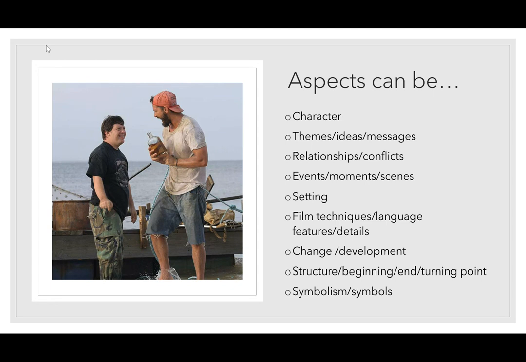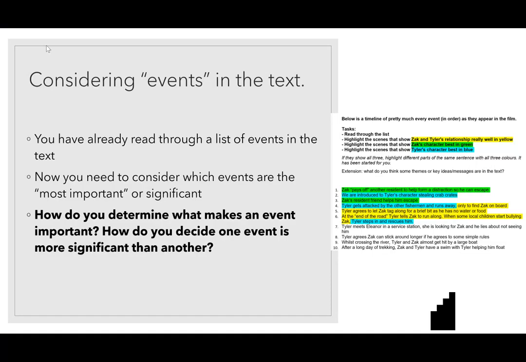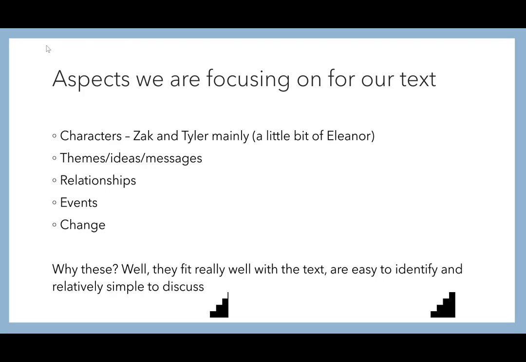They're not every aspect that ever existed, but they're the most common ones, and they're the ones that you'll see cropping up in the exam questions. For our text, we're focusing on a couple of aspects. We're not going to look at setting. We'll look at film techniques, but we're not focusing on those. We're going to focus on characters, Zach and Tyler mainly, because they're easier to talk about. We can focus a little bit on Eleanor, but we can get a much better essay and many more examples and better value by looking at those two characters.